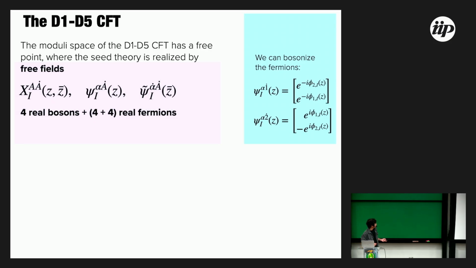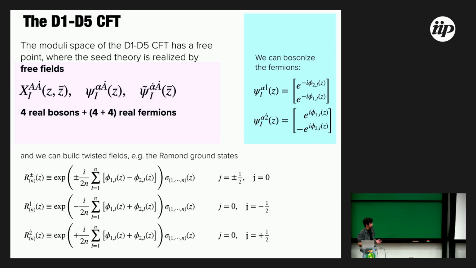It's convenient to bosonize the fermions in 2 dimensions. You can describe a fermion in terms of a boson, the exponential of a boson. So you can exchange these fermions by bosonic fields phi 2 and phi 1, combining them like that. These make it easier to compute things.